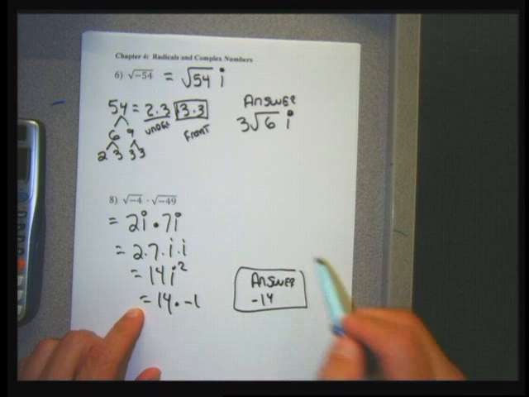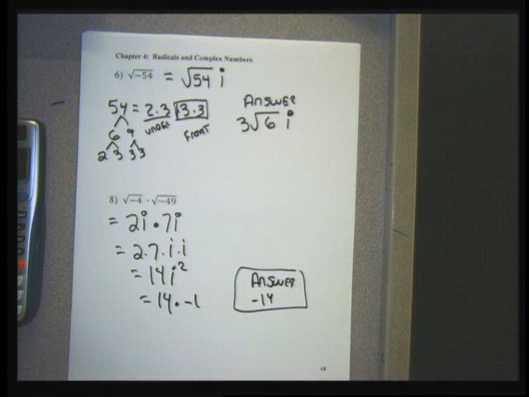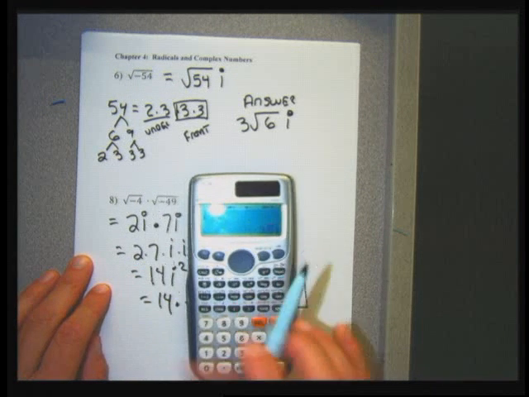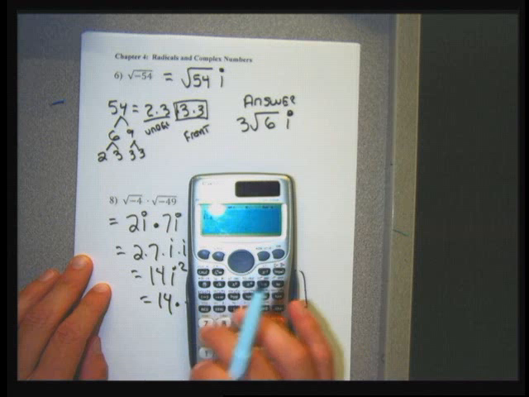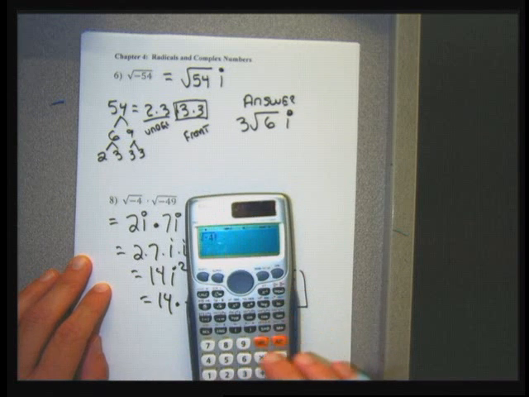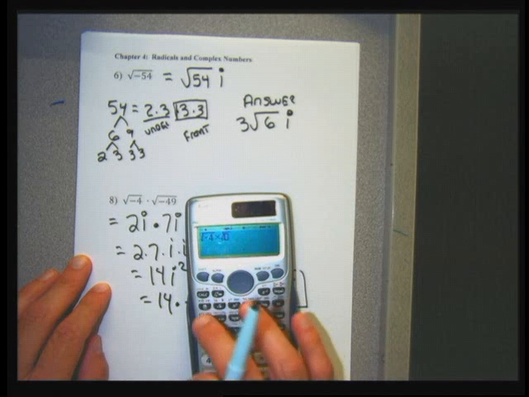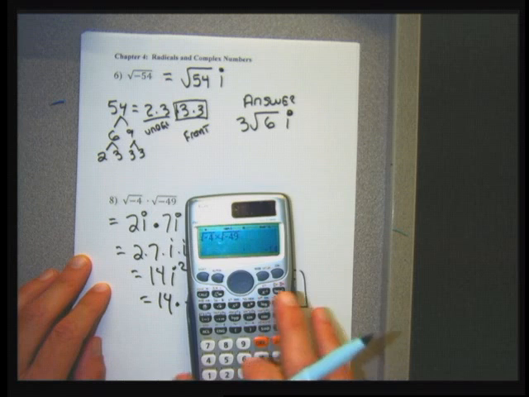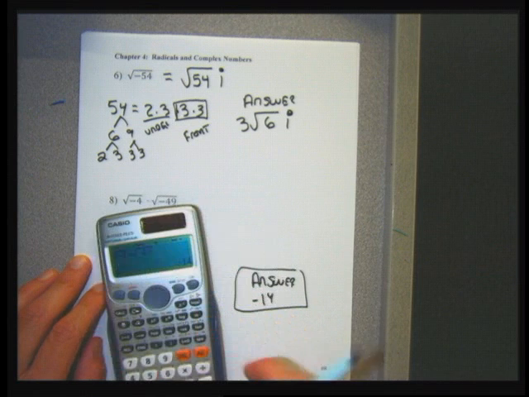I really have no issue with you doing every problem in this section on your calculator, especially as it's an optional section. So on my calculator, I would go square root negative 4, get out of the radical. I don't know if I need a times sign, but I'll put it in, and then do square root negative 49. And the answer is supposed to be negative 14. And you look at my answer, it's negative 14.